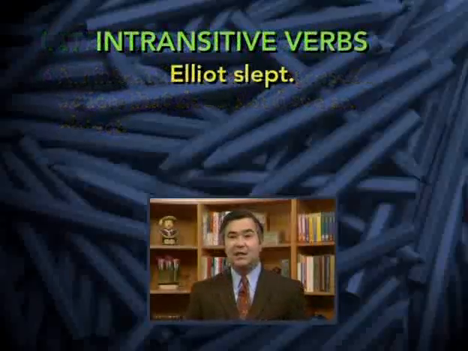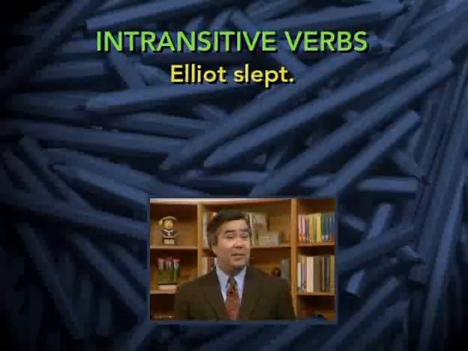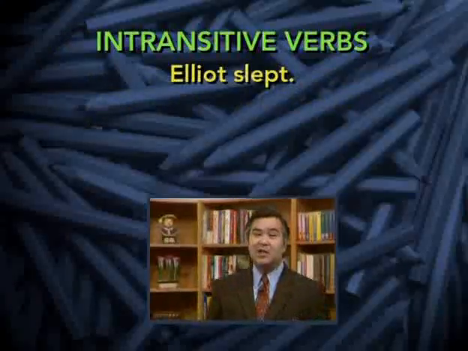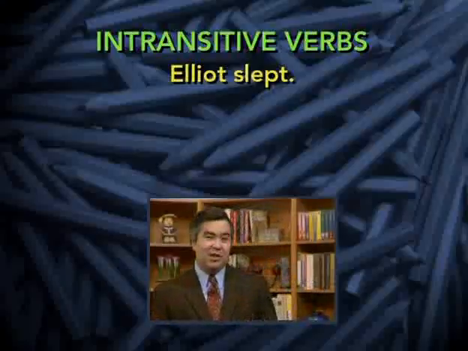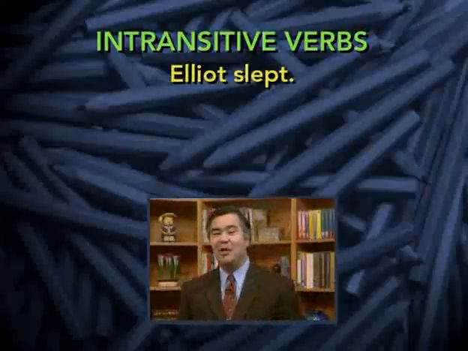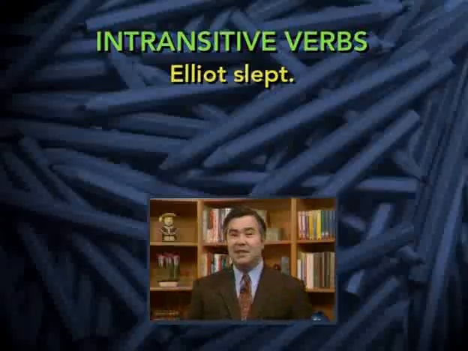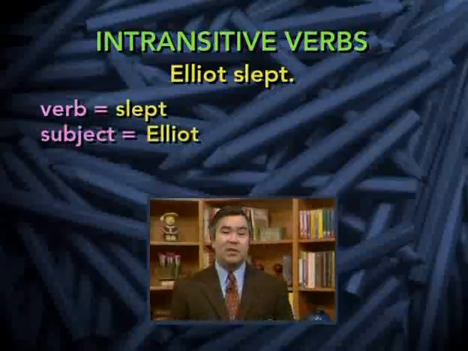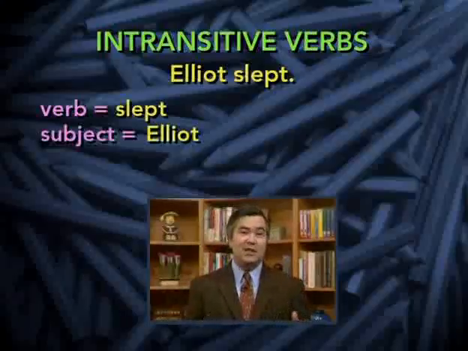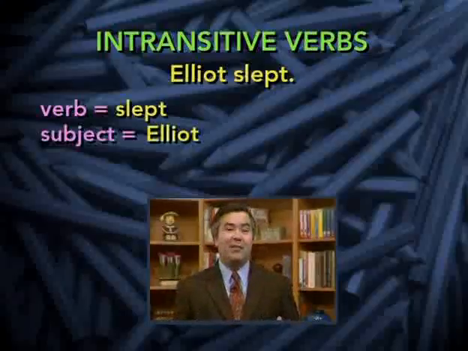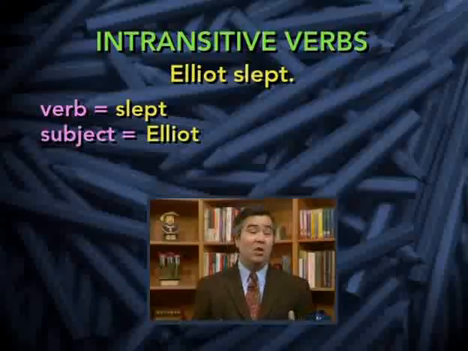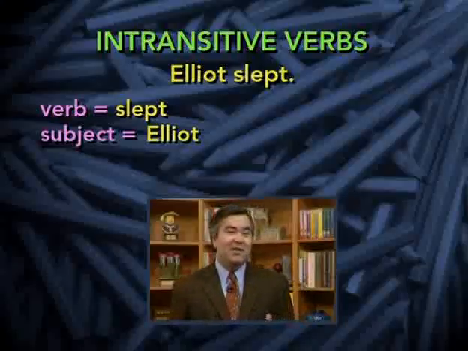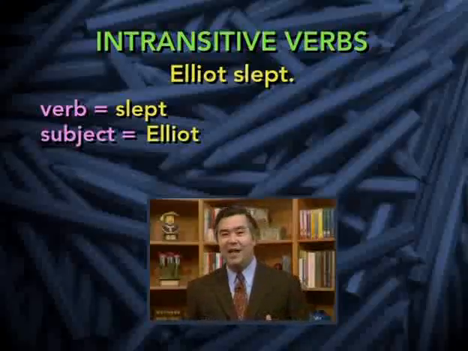Take a look at this sentence. Elliot slept. This is a short sentence, only two words, but it is a complete sentence. It has a subject and a verb, and it expresses a complete thought. In this sentence, the verb is slept, and the subject is Elliot. And the verb does not have any object. It expresses a complete thought without having an object. We don't need to ask, what did Elliot sleep? Because the meaning is complete without any object.